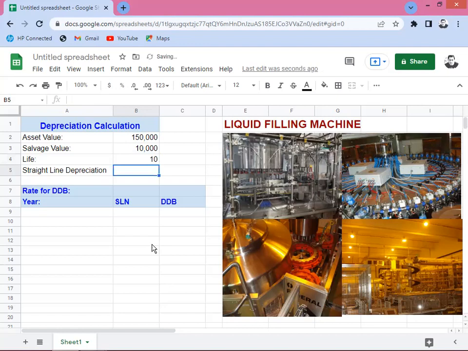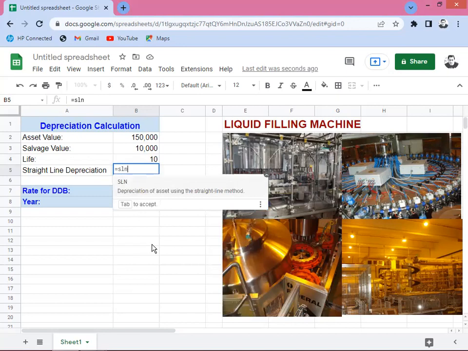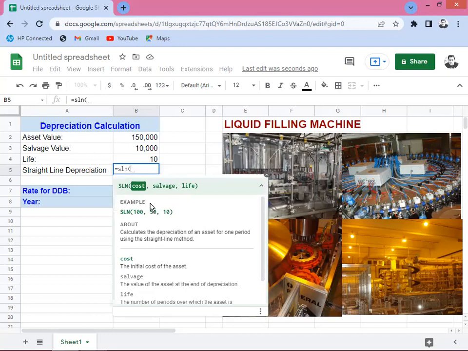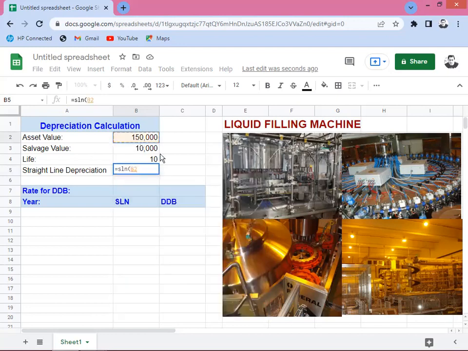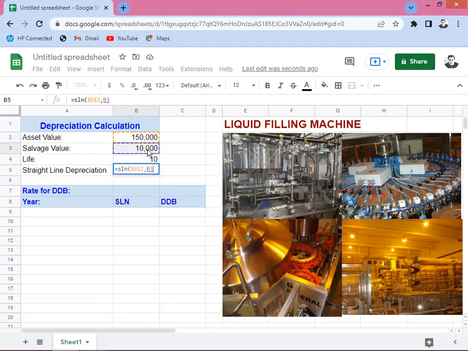Okay, so now let's calculate the straight line depreciation. It's simple. Just use the SLN function, which means straight line depreciation, then open parenthesis. Then we're going to get the 150,000, which is the acquisition cost. Then press F4 for the absolute cell reference, because it's coming from one cell location. Then comma. The next one would be the salvage value, this one, $10,000.